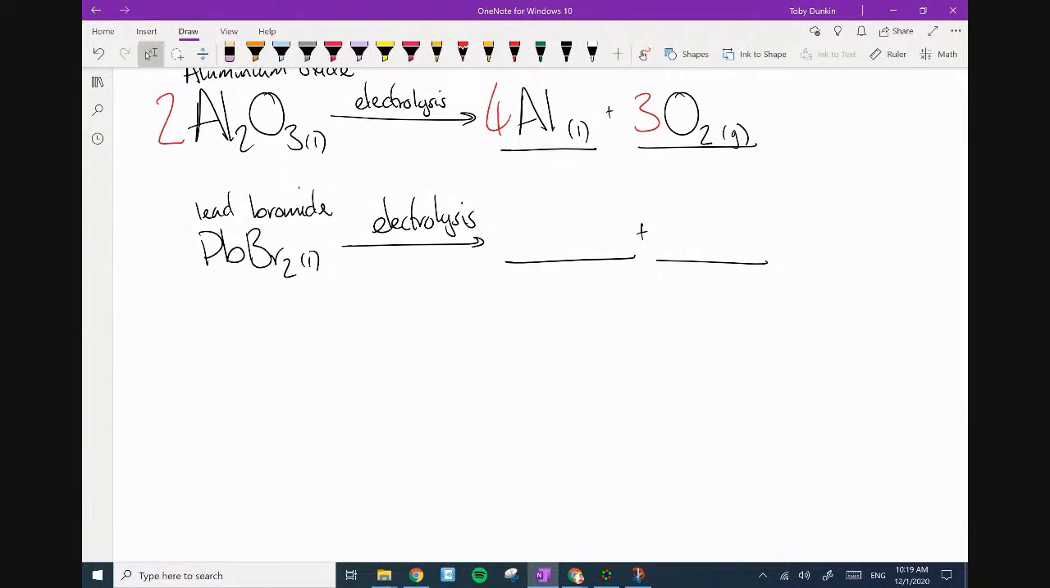Let's do a whole load more just for fun. Let's take potassium iodide. Let's make that a liquid. I'm then going to run electrolysis over the top. Let's rip it apart. What am I going to get?